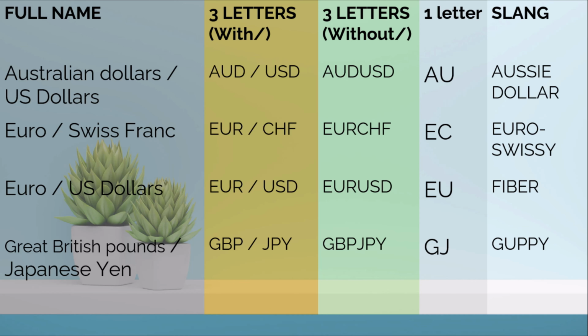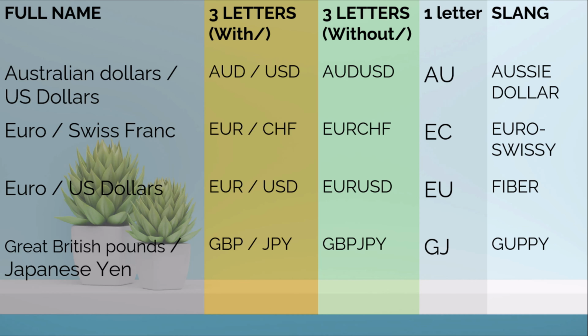So in the case of Euro CHF or Euro against Swiss franc, you can write Euro/CHF. You can as well write Euro CHF. You can write EC and you can write Euro Swissy. So the Euro USD is also called the fiber. GBP JPY is also called the Guppy.